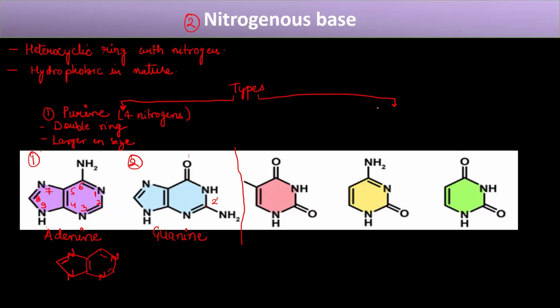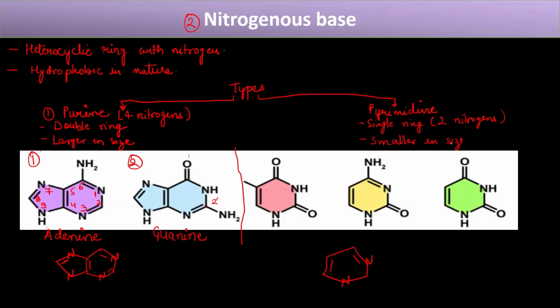Now, the second category is called pyrimidine. If I draw the general structure of pyrimidine, it will be like this. It will have N here and N here, and then double bond, double bond. So this is the general structure of pyrimidine. Pyrimidine is a single ring. How many nitrogens does it have? It has two nitrogens, right? And it is comparatively smaller in size as compared to purine.